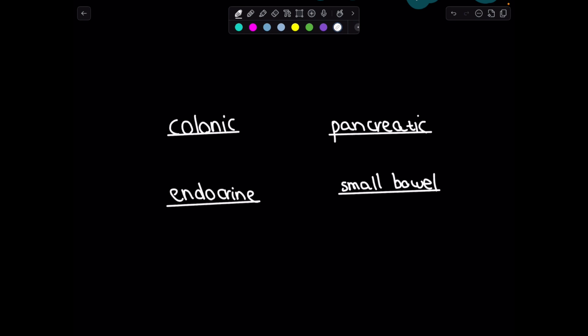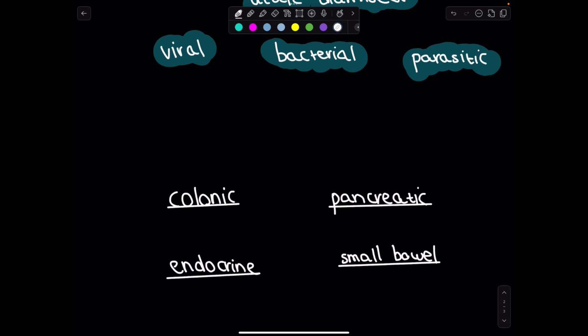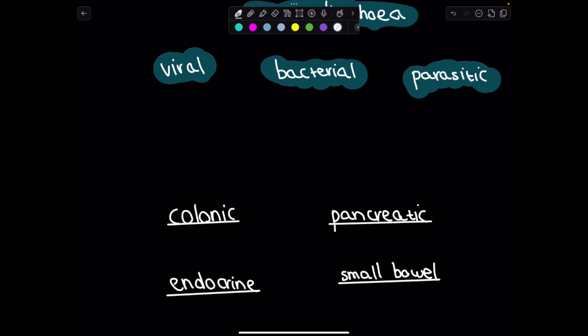So then with chronic diarrhea, we have colonic and small bowel and pancreatic and endocrine. I'm still a bit confused about the difference between bacterial and parasitic. So if you could explain all of this in 2 sentences.